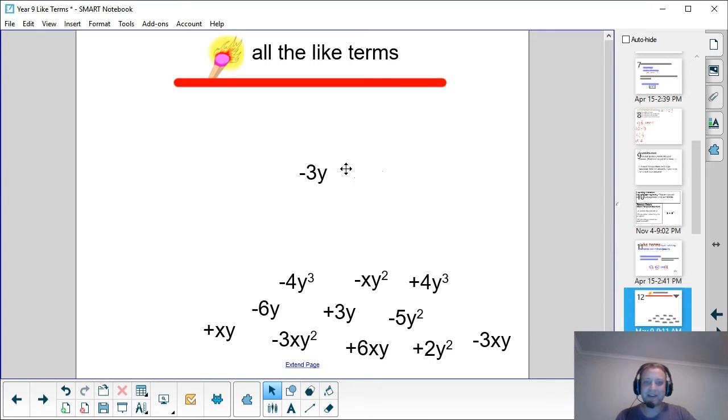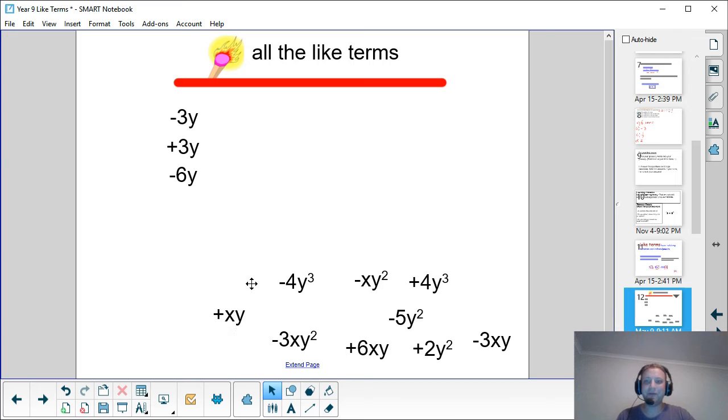So this one here is really a term that's all about letter Y. I've got minus 3 of them. So a like term for that one would be this one, positive 3Y. Right, they're a group, and I can find another one that matches that. It's minus 6Y. Okay, this one almost looks the same, but it's the letters that are really important.